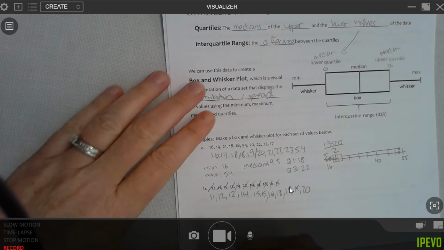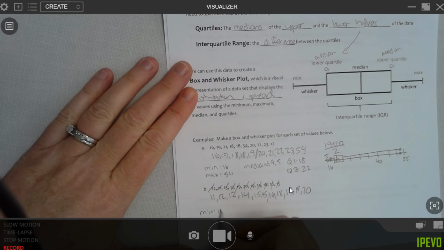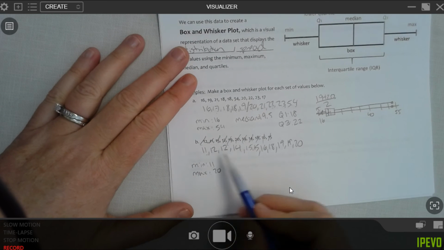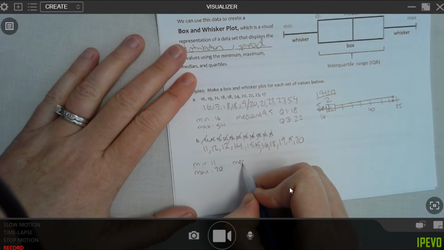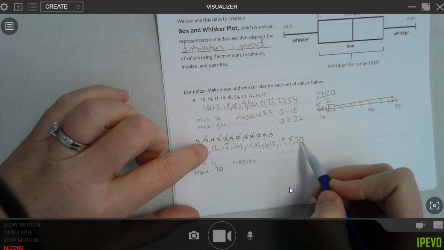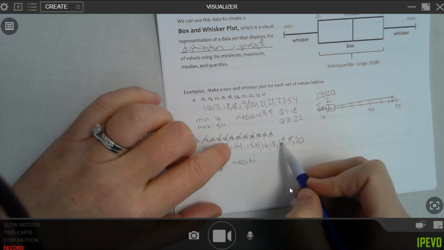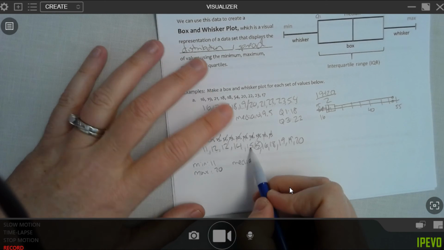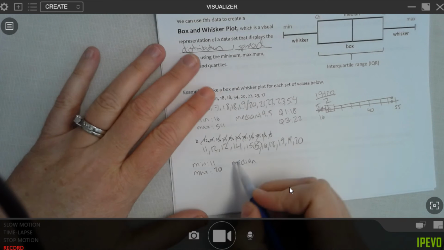All right, so then I need to write down my minimum is 11, and my max is 20. So I just looked at my lowest number and my highest number. So then I need my median. That's the middle. So you count in 1, 2, 3, 4, 5. So 15 is our middle number. 1, 2, 3, 4, 5. Yep. So the median is 15.